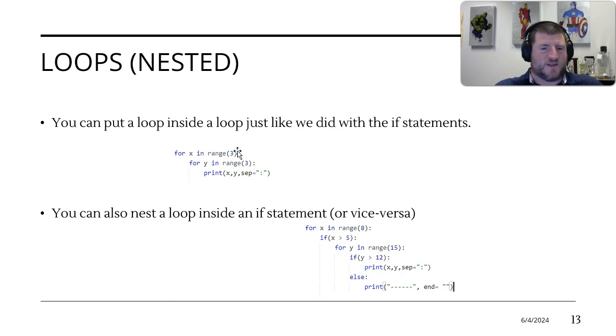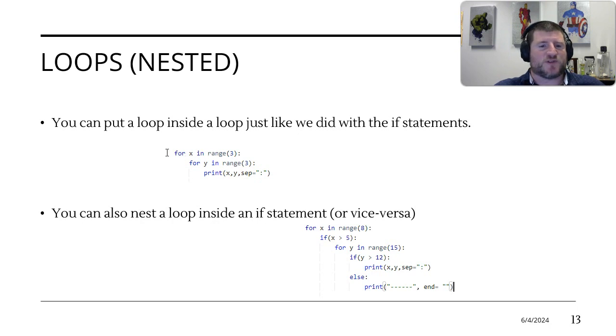So this is for x in range 3. It's going to run this loop 3 times. For y in range 3, it's going to run this loop 3 times. And then it's going to print x, y separated by a colon.